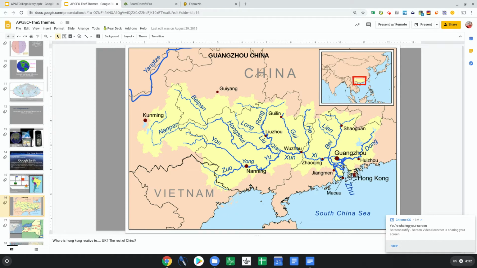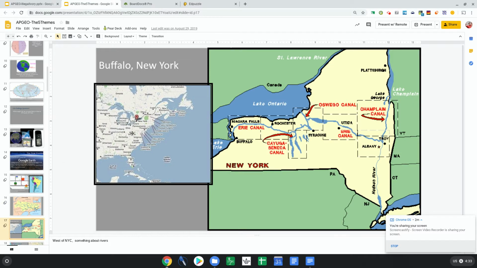So Hong Kong is relative. It's as close as you can get to London, you know, if you include going around Africa, and not knowing about the American side and stuff. But its relative location to Europe made it really important, and its relative location to these rivers makes it incredibly valuable to the British. Buffalo, New York is a great example.